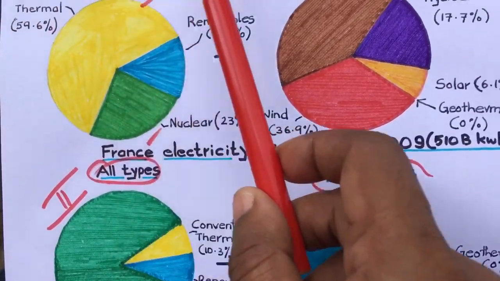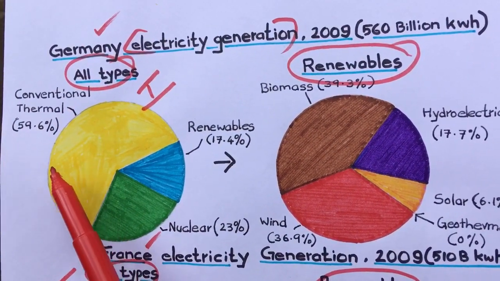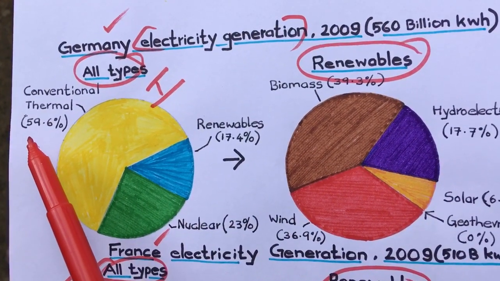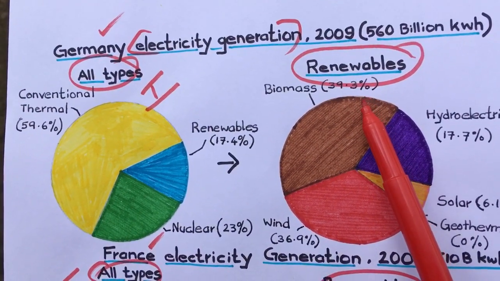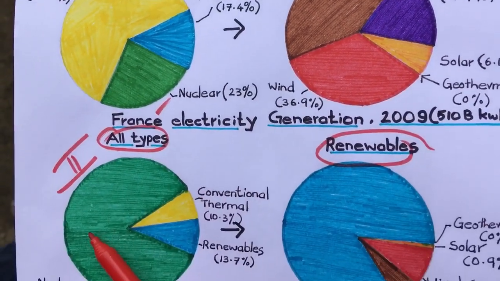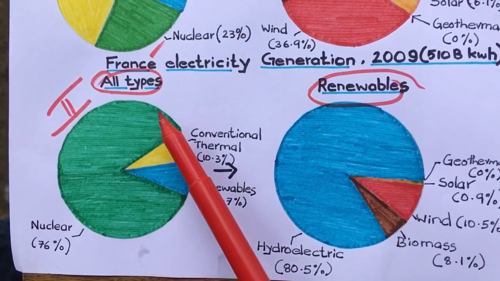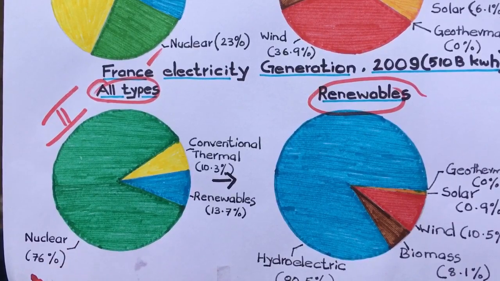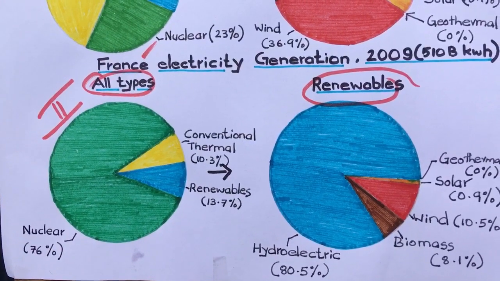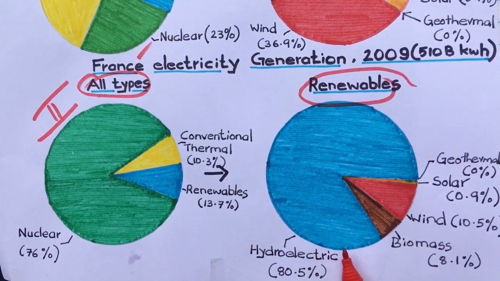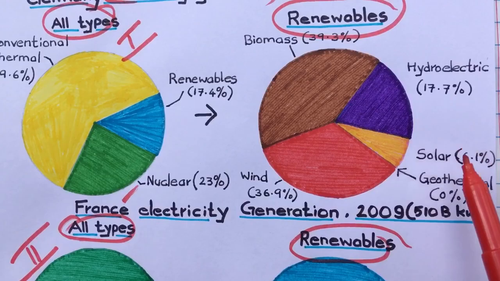Okay, got it? And then how the energy distribution, you can see here mostly conventional thermal is the common one here, right? It is 59.6%. Got it? And here it is biomass, it is 39.3%. And here, this is a big proportion, I think almost covers the entire circumference. It is 76.1%, sorry, 2/3 of it, 76%. What is it? Nuclear. And here in renewable it is hydroelectric, it is 80.5%. I think you got the diagram well, and there are different other sources as well.